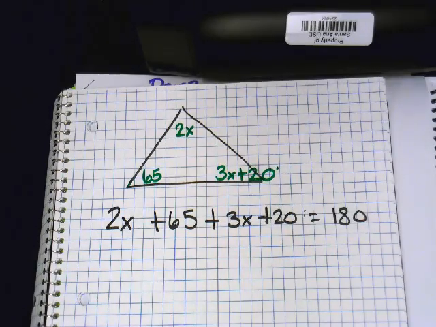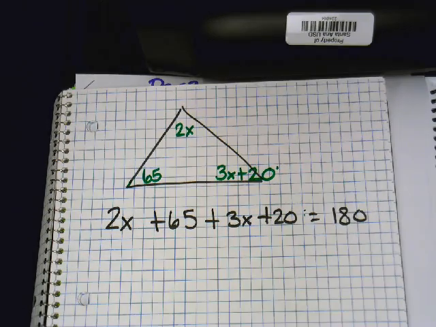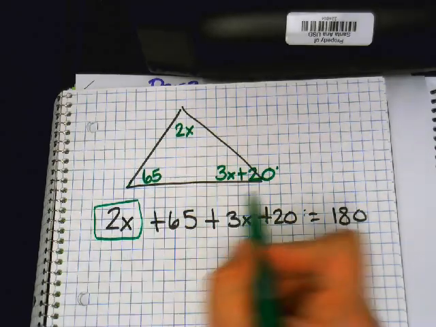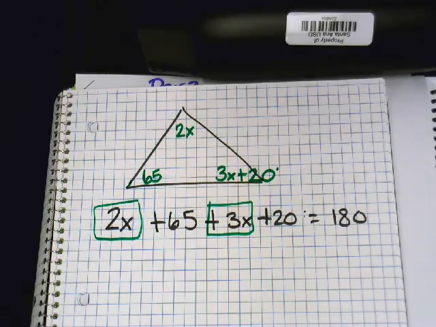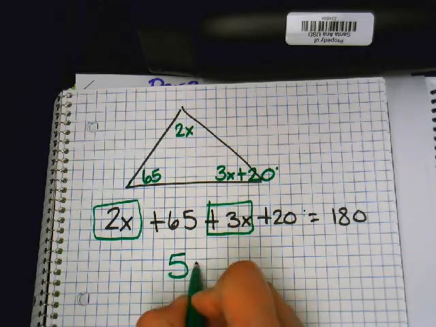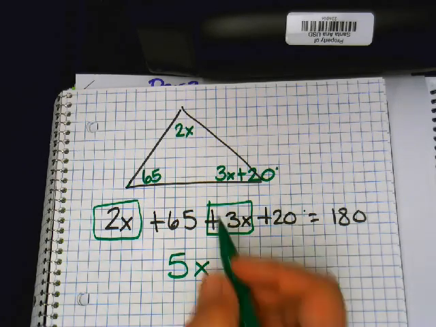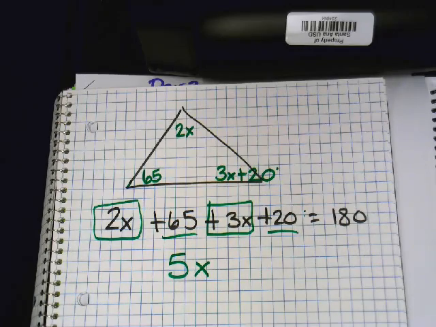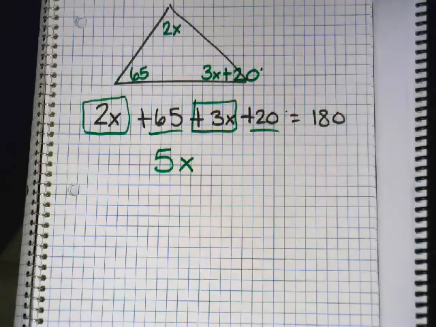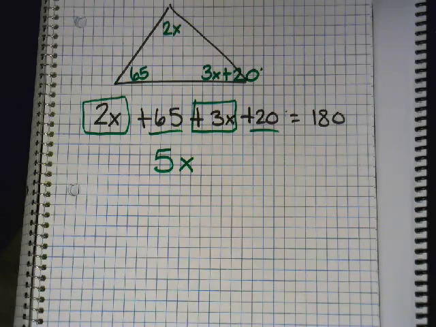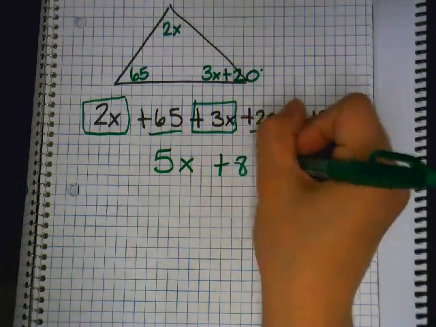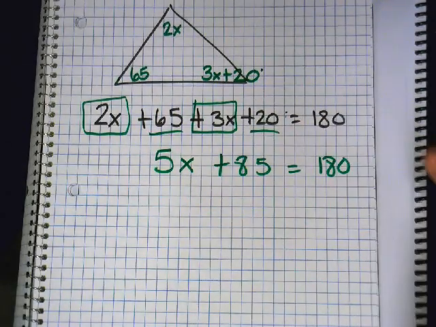What do you guys want to do first? Yep, add the x's. What do you get when you add those two? Yeah, 5x. Now what do you guys want to do? Because they're both pluses, right? So it's okay if they're both pluses. If there was a minus, I would do it differently. What's 65 plus 20? So plus 85 equals 180.